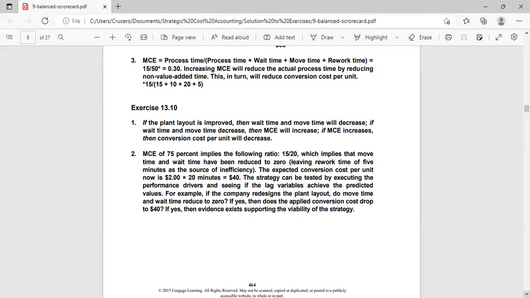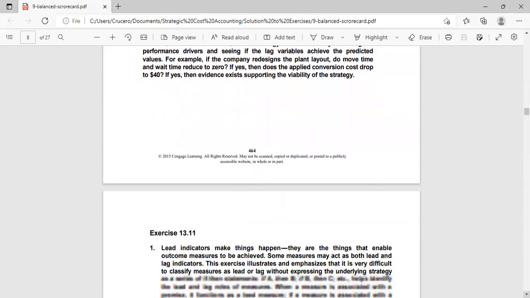And this strategy can be tested by executing the performance drivers and seeing if the lag variables achieve the predicted values. For example, if the company redesigns the plant layout, do move time and wait time reduce to 0? If yes, then does the applied conversion cost drop to 40? If yes, then evidence exists supporting the viability of the strategy.